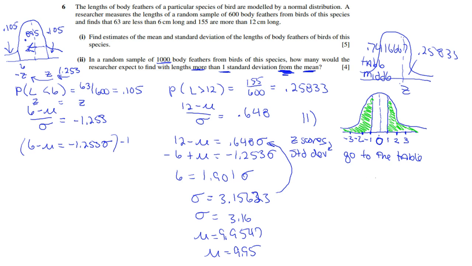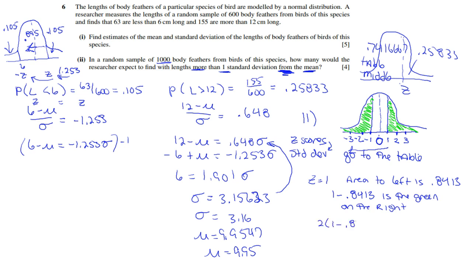So anyway, all I've got to do is go to the table and find the z-score 1, and then find the probability of everything to the left of it, which will be represented there, and we're just doing 1.0. So the area to the left is going to be 0.8413. Now keep in mind, that's not the green area, that's everything to the left of 1. But if I take 1 minus that, that's going to give me the green area on the right. Now remember, everything is symmetrical, so if I multiply that by 2, that's going to give me both green areas.